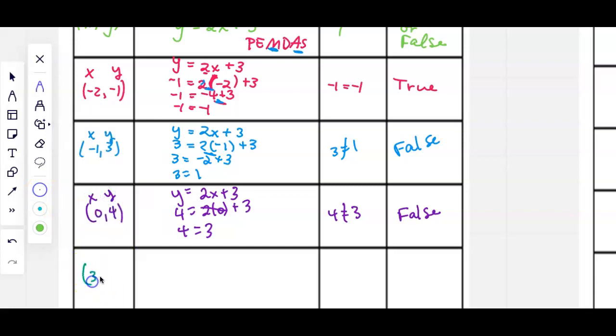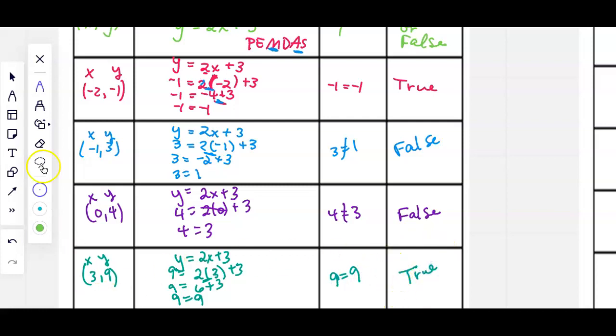So 3, 9. There we go. That's your x, that's your y. All right, so we got y equals 2x plus 3. Y this time, y is 9, equals 2 times x. X is now 3, so 2 times 3 plus 3. Order of operations kicks in. We got to multiply first. So 2 times 3 here is 6. And 6 plus 3 will give us 9. So 9 drops down equals 6 plus 3 is 9. We get 9 equals 9. And that is true.